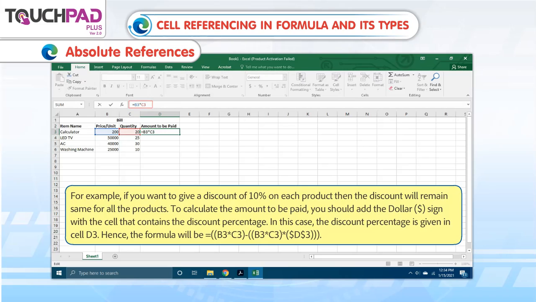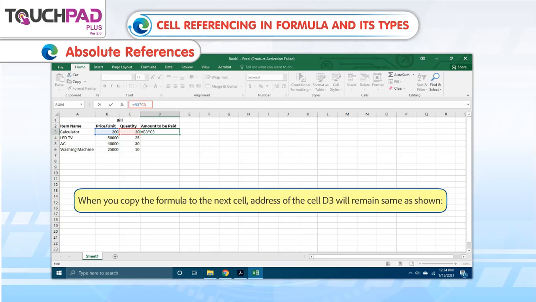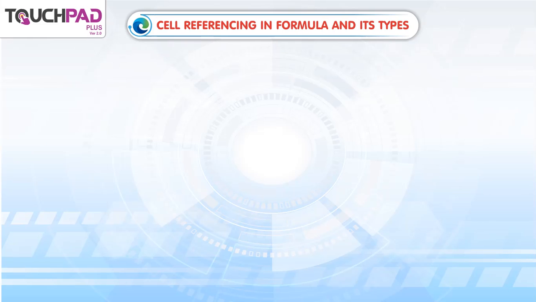In this case, the discount percentage is given in cell D3. Hence, the formula will be equal to open bracket, another bracket, B3 multiplied by C3 outside the bracket minus double brackets B3 multiplied by C3 close bracket multiplied by open bracket dollar sign D3 dollar sign 3 close brackets. When you copy the formula to the next cell, the address of the cell D3 will remain the same as shown.